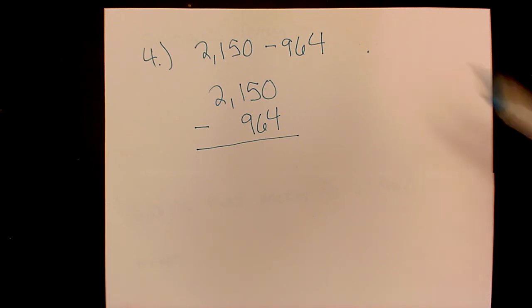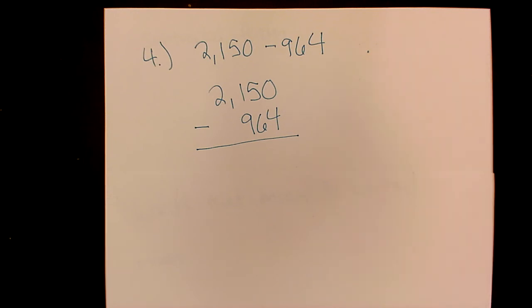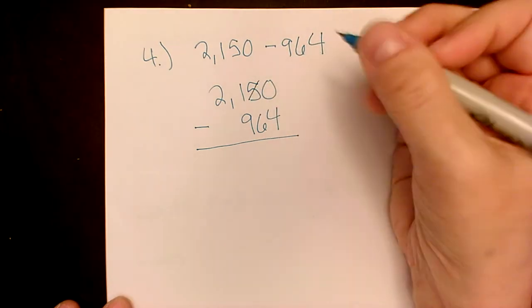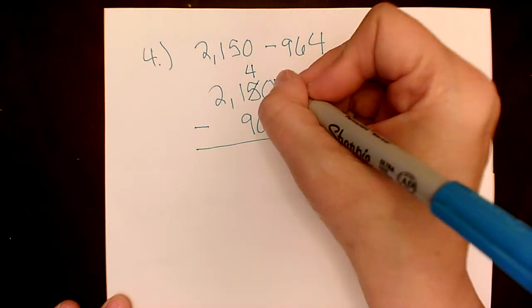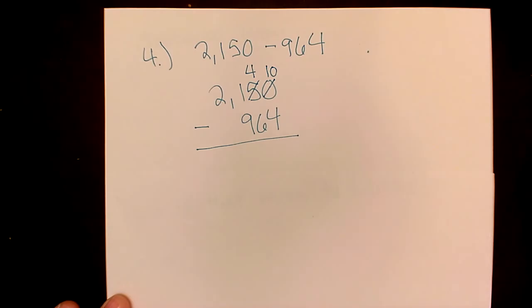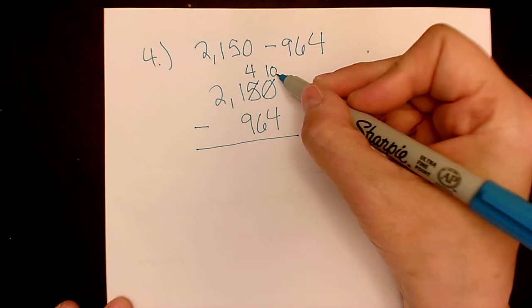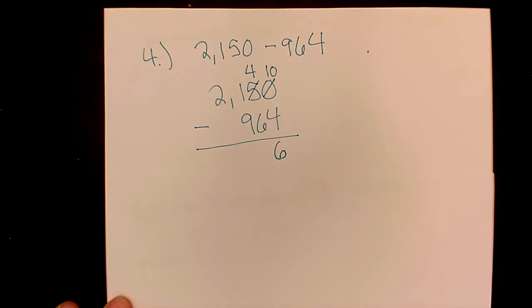Okay, so starting over here on the right hand side, can I take 4 away from 0? I cannot. So I need to borrow from the 5, make that a 4. The 0 gets bumped up by 10, so the 0 now becomes a 10. So 10 minus 4 is 6. I have enough now, I can do that.